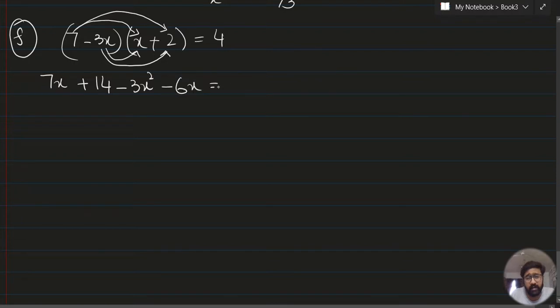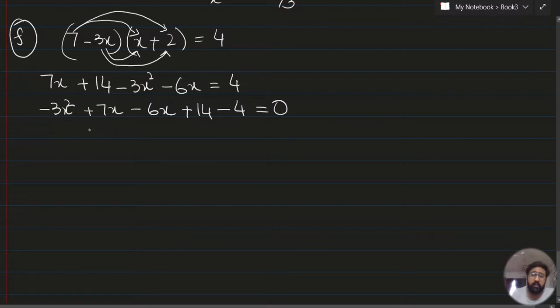Now first of all, arrange them in the order as well as in terms of the like terms. So it is going to become minus 3x square plus 7x minus 6x plus 14, and you can bring this plus 4 onto the other side as well, so it can get subtracted, is equal to 0. So it is going to become minus 3x square plus 1x plus 10 is equal to 0. It is similar to the question that we just did above.